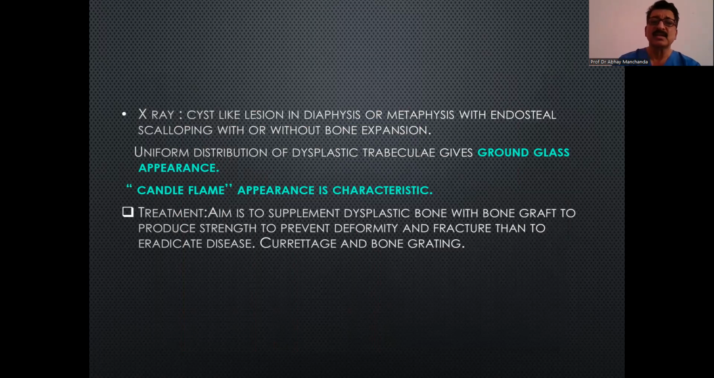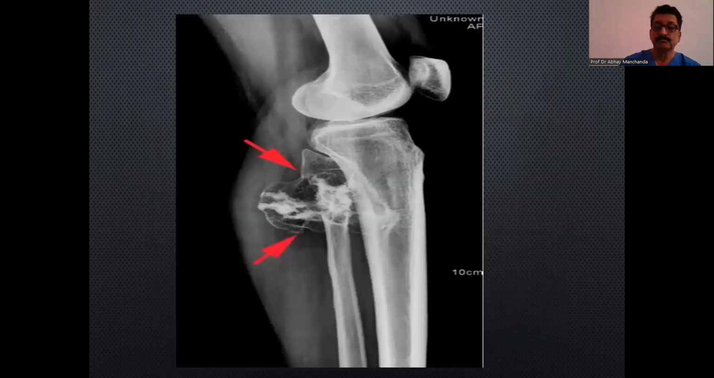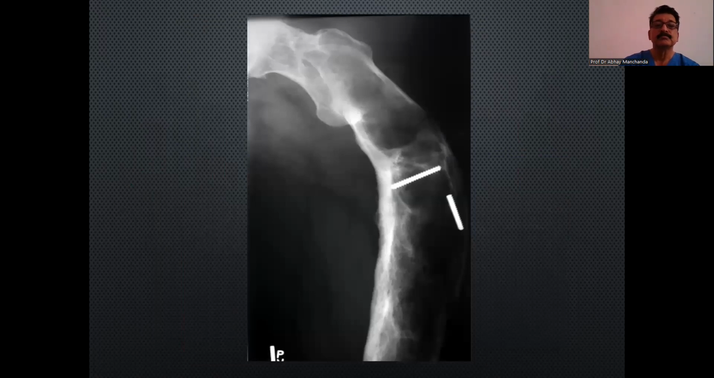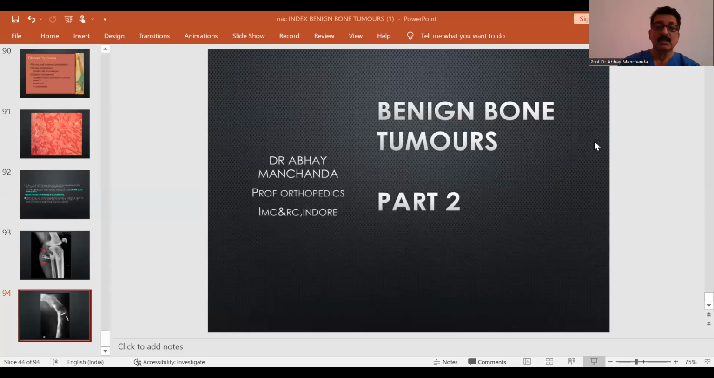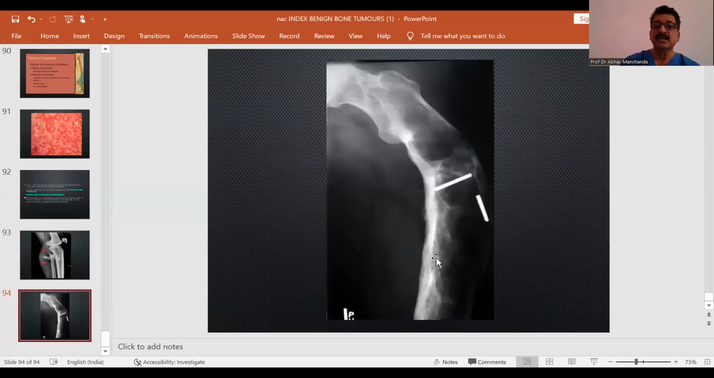Treatment is to supplement this dysplastic bone with bone graft to produce strength to prevent deformity and fracture, then to eradicate disease. Hence, curettage and bone grafting is the basic treatment. It is a classic example of Shepherd's crook deformity. So these were the most important of the benign tumors which we have read.